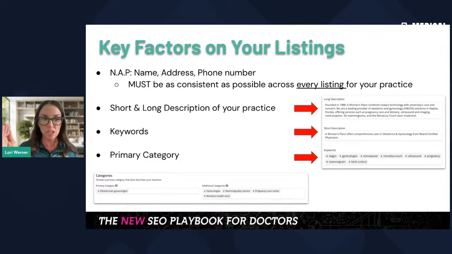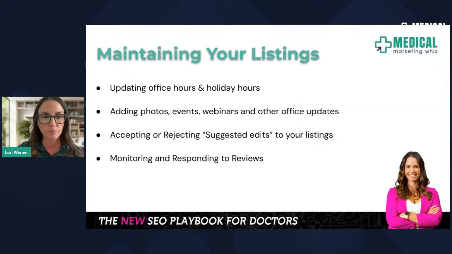So that's why it is good to do that scan to see, do you have consistency of your name, address, and phone number? You need to have a short and a long description on those listings of what your practice does. And then you want to add all of your keywords and the primary categories like we talked about with Google. So that's going to be consistent across all of those directory listings.